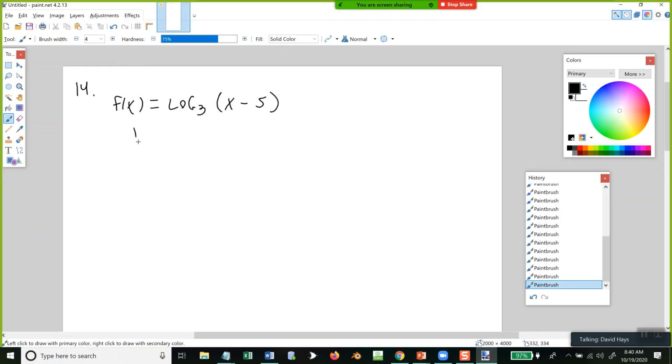So our steps say to take what follows your log, the x minus 5, and set it greater than 0, and then solve. So I take negative 5 over, and our domain is x is greater than 5. Written in interval notation, that'd be 5 comma positive infinity.